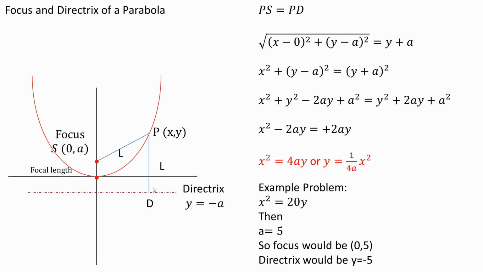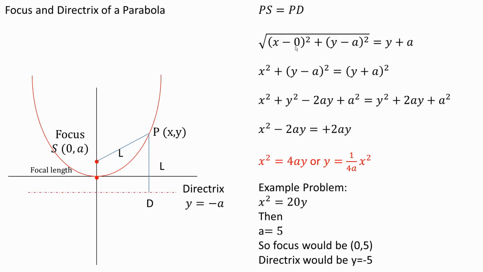This distance here will be y plus a, because I'm starting at y and I go all the way down to negative a. So that distance will be y plus a. Another way to think about it is from here to here is y, and from here to here is a. That's why it's y plus a. Let's do some math. I'm going to square this side, and if I do that, I need to square this side.